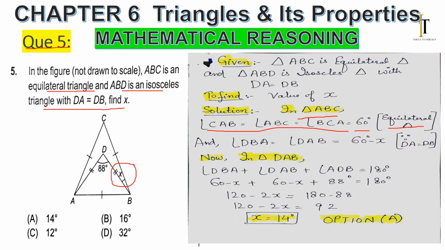And also angle DBA is equal to angle DAB. The reason is DA is equal to DB, that is already given. And from the figure it is clear that it is equal to 60 minus X. Right? Now let's take the small triangle, that is DAB. Now all the angles of this triangle sum to 180 degrees, the reason is angle sum property. On substituting the values and solving for X, we got X is equal to 14 degrees. Okay, then the option is A.